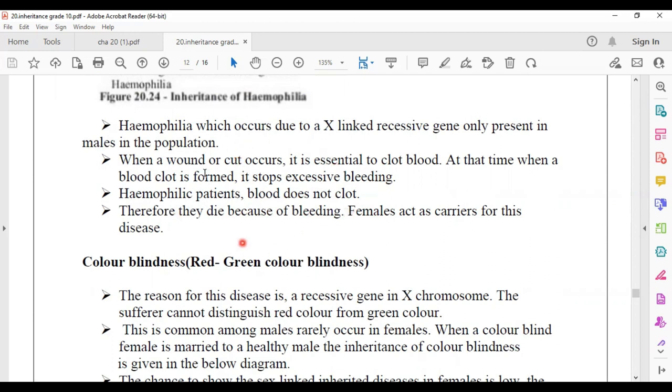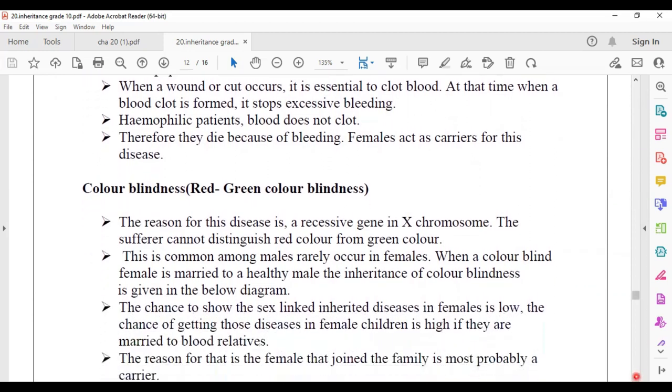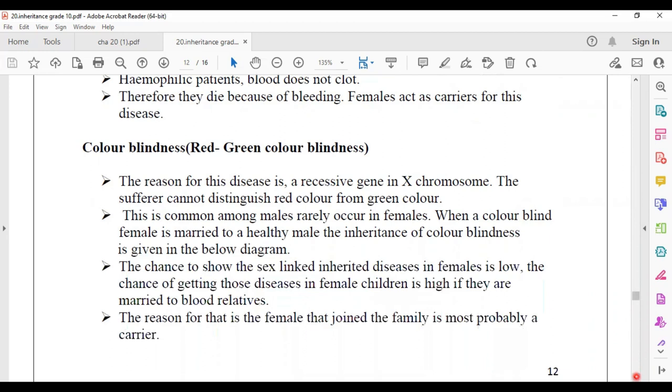The males are suffering from this. They die because of bleeding. Females act as the carrier for this disease. They are not a diseased person. Only the males are suffering from this disease. Now the color blindness, we call it red-green color blindness. The reason for this disease is a recessive gene in the X chromosome.